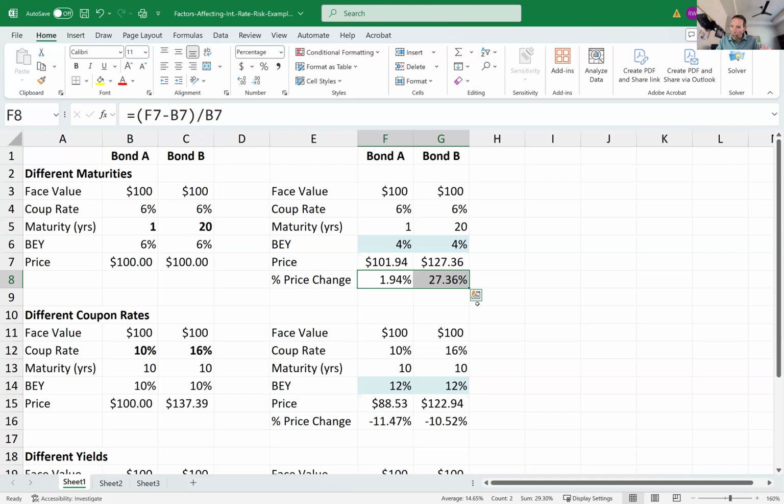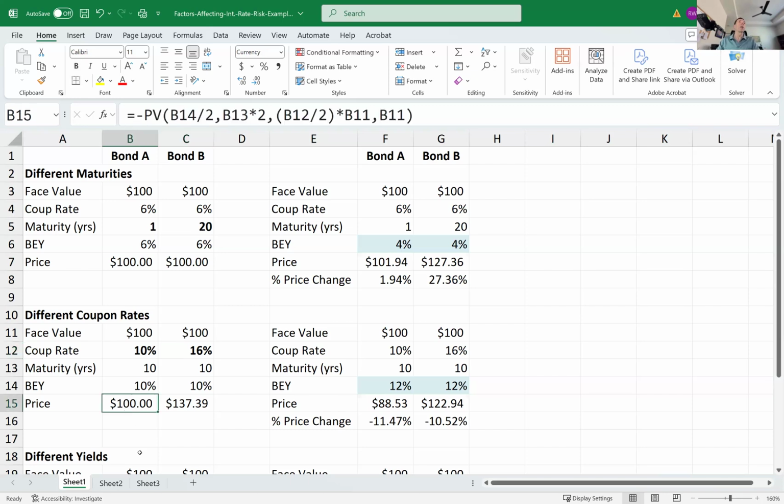The second attribute of the bond that is going to affect its interest rate risk is its coupon rate. So again, we got bond A and we got bond B here. They got the same face value. They've got the same maturity. They've got the same yield, but they've got different coupon rates. Bond A has a 10% coupon rate. Bond B has a 16% coupon rate. Now, they're going to have different prices because with a higher coupon rate, obviously, you're going to have a higher price. So here's the price of bond A. It's selling at par value. Bond B is selling at a premium because it's got that higher coupon rate.